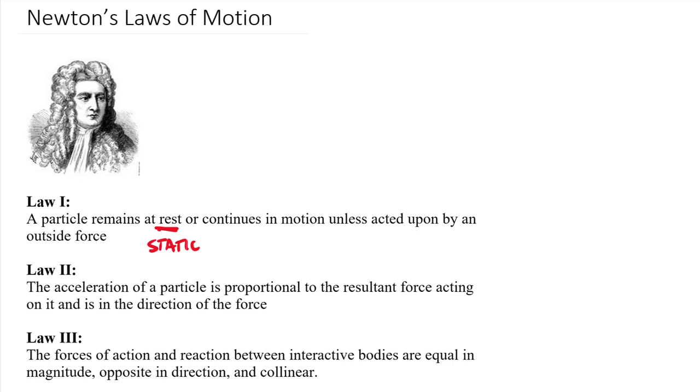In his second law, he says the acceleration of a particle is proportional to the resultant force acting on it and in the direction of the force. We can write this as the following equation. The sum of forces, where the summation is a resultant, is basically adding things up. The sum of forces is equal to, and the proportional piece here refers to a proportionality constant, which we call mass, times the acceleration.